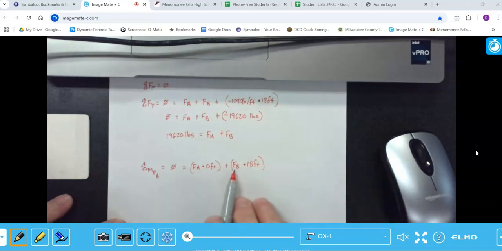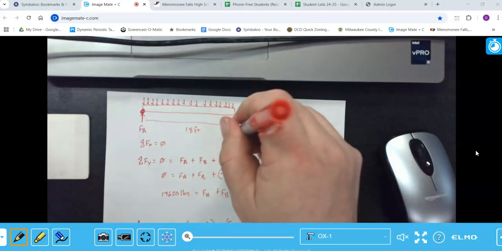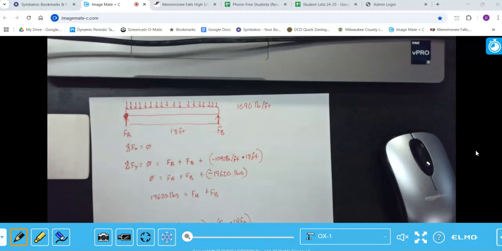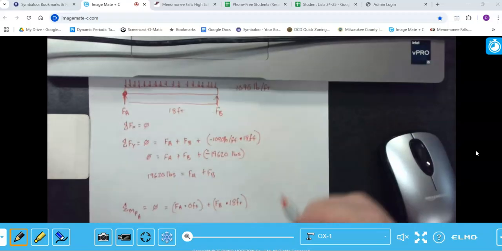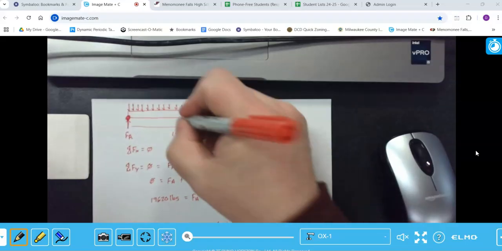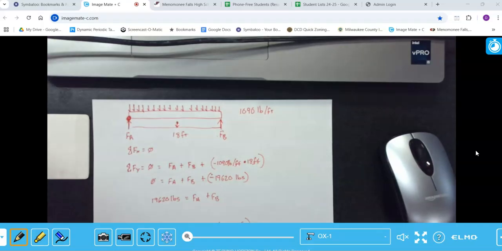It's a positive value because it's acting up, and it's 18 feet away from my pivot point. You can put the pivot point, by the way, wherever you want. I am always going to put it at point A because I think that's easiest. And for my overall uniform load, we assume that the uniform load goes right through the center of gravity, which would be at 9 feet.